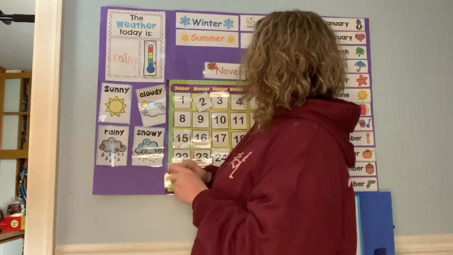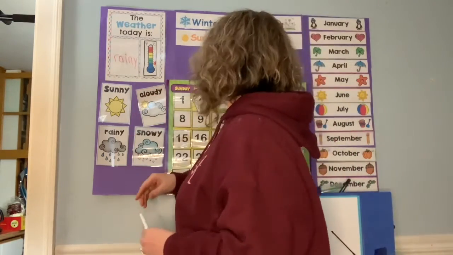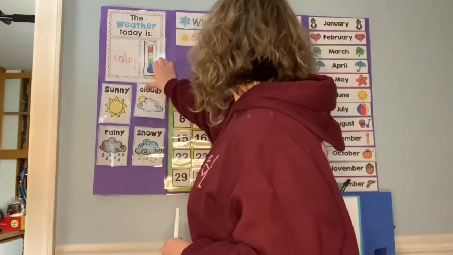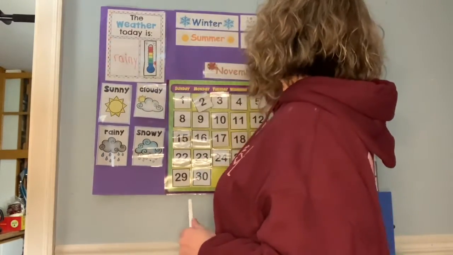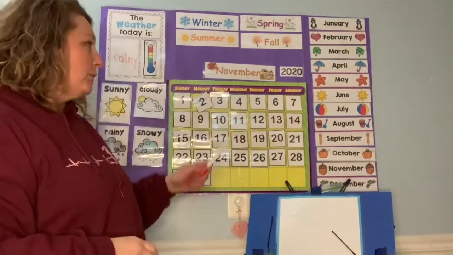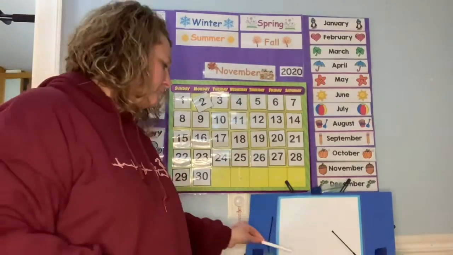All right, now we know that today's weather is rainy and the date is the 30th. The month is November. It is still fall, and tomorrow we'll get to do all those months over there.